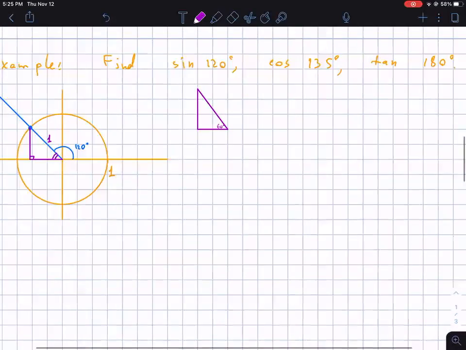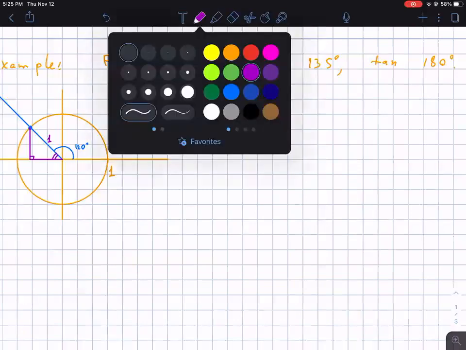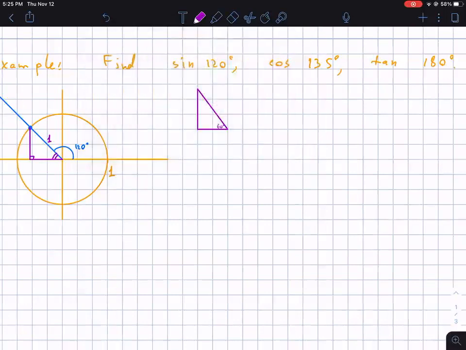And this is 1 over here. So then this would be square root of 3 over 2. And this would be 1/2, right? So then sine of 120 degrees would have to be equal to square root of 3 over 2, the y-coordinate of this point.